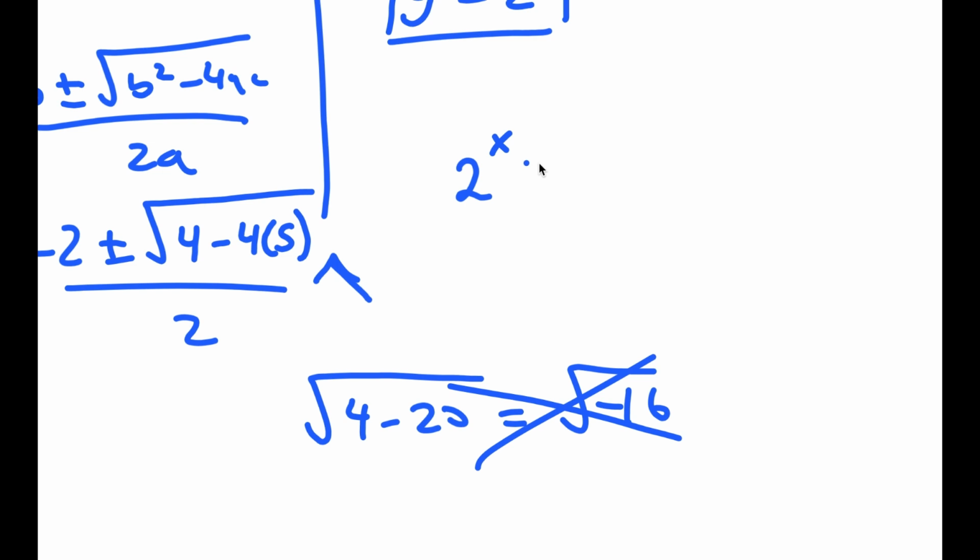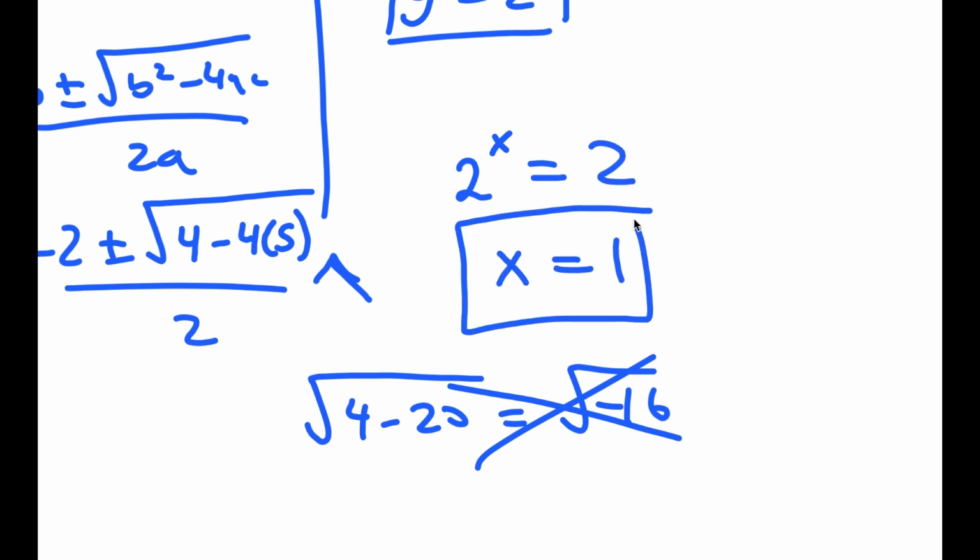So I get 2 to the power of x is equal to 2, and this means that x is equal to 1. So this is my solution.